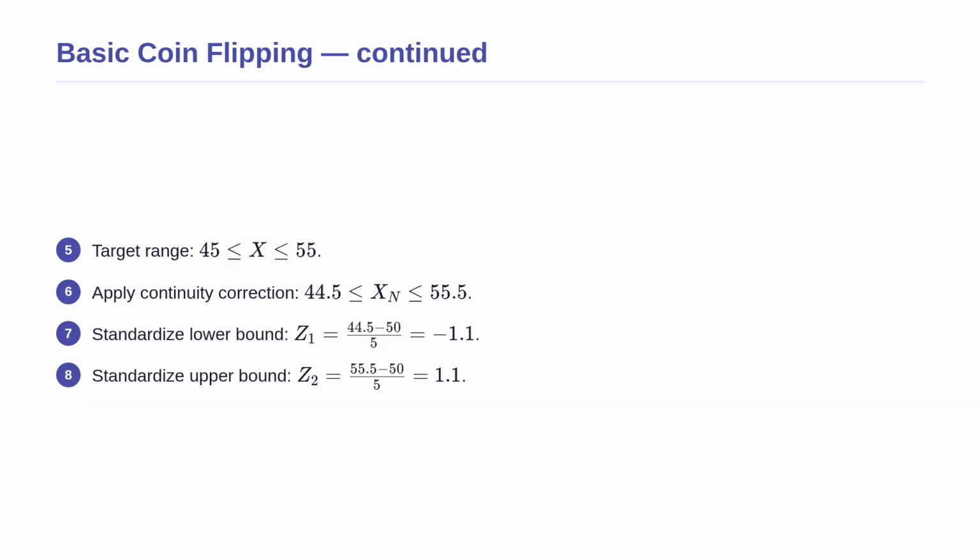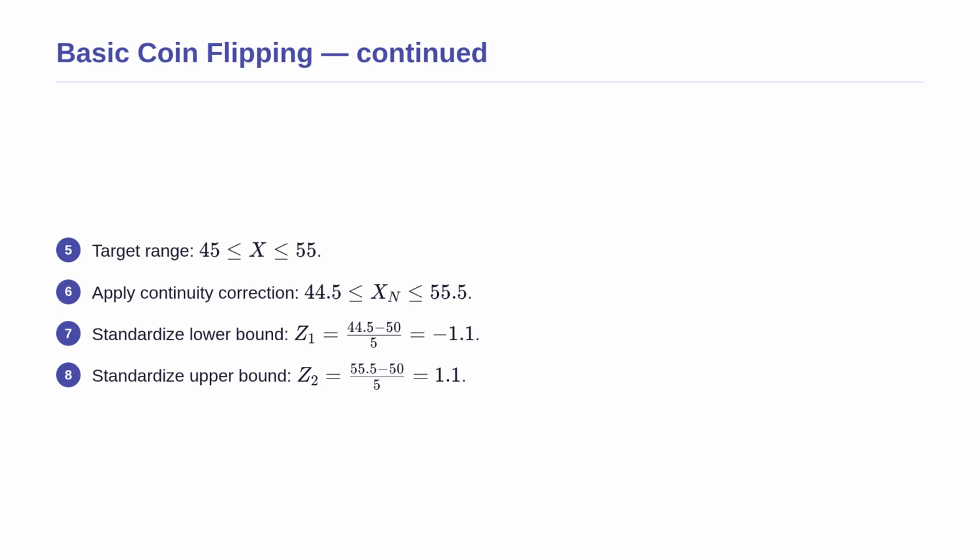Continuing with our coin flip problem, we now must apply the crucial continuity correction to our target range. Because the binomial distribution uses chunky blocks, the block for 45 actually starts at 44.5, and the block for 55 ends at 55.5. So we expand our lower boundary down by 0.5 and our upper boundary up by 0.5.